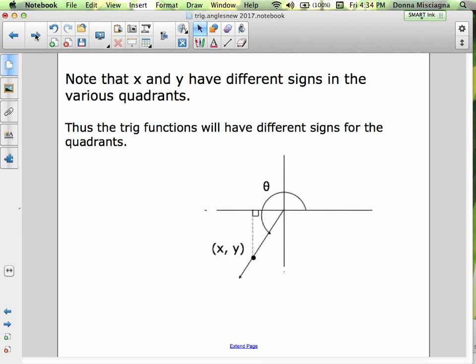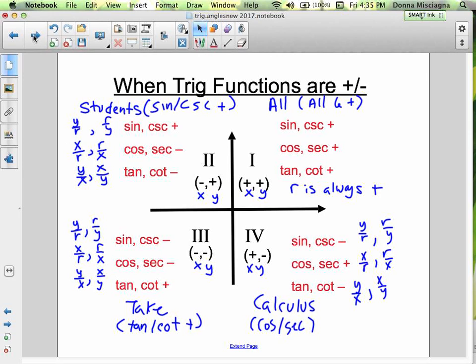All right, so note that x and y have different signs in the various quadrants. Thus, the trig functions will have different signs for the quadrants. You notice that already when we graph points, sometimes we had positive values and sometimes negative values. So here is where the trig functions are positive and negative. All 6 are positive when we are in the first quadrant. R is always positive, x is positive, y is positive, everybody's positive.